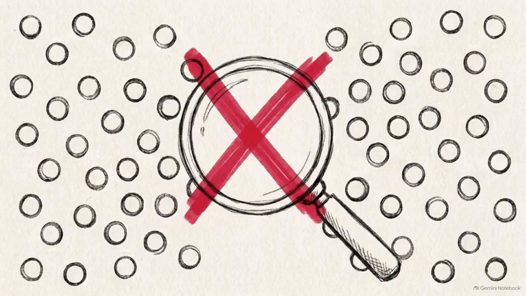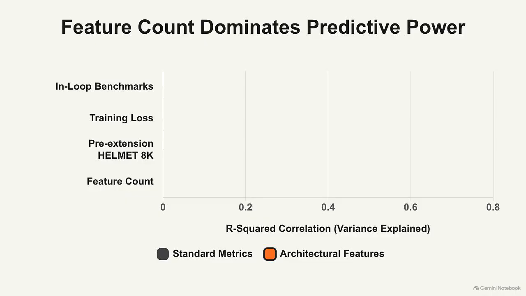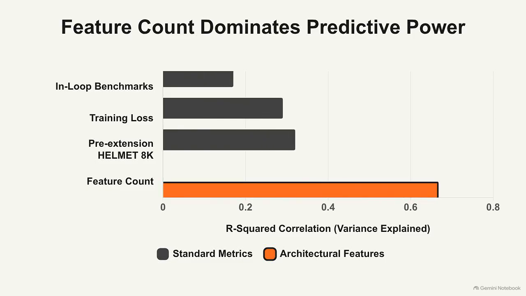To accurately predict a model's downstream performance, we have to look past the individual performance metrics and simply count how many of these 4 expressivity-reducing features are present in the architecture. This basic integer count is the single most powerful predictor. Its in-sample R-squared correlation hit 0.67, outperforming any per-axis regression.